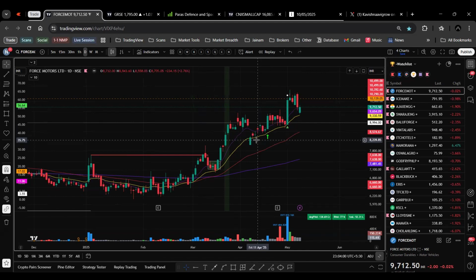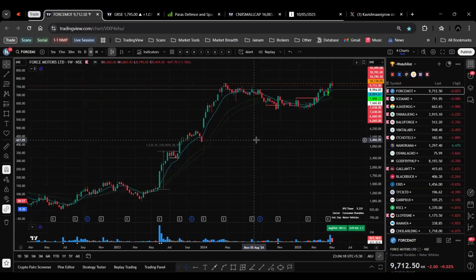Actually, during this time I also traded a lot of names, but Force Motors was one name. I want to know how you came up with this name. Was it that on the weekly it was looking nice to you, so you put it in a watch list, and then when you see it set up on the daily, you take an entry, right?